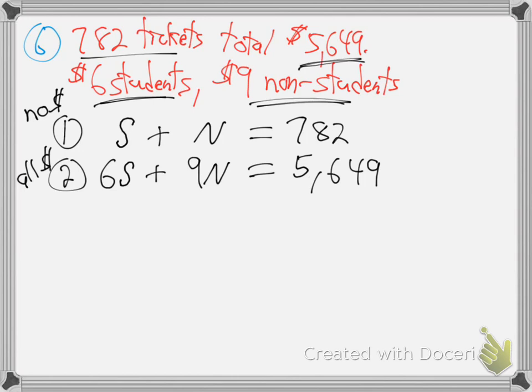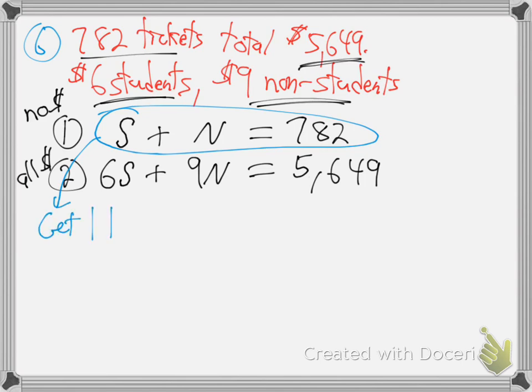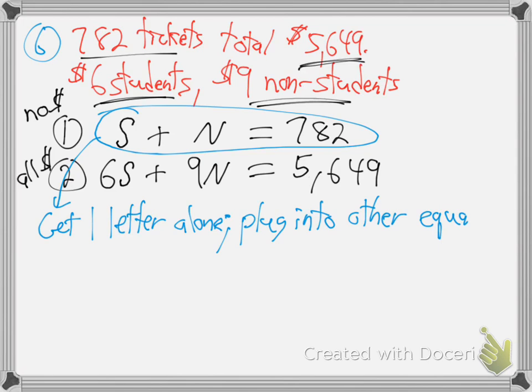So let me write a note for you. Take the easier equation. Which one's easier? The top one for sure, because it has less involved. So take that easier one, bring it down here, get one letter alone, it doesn't really matter which one, and plug into the other equation. So take the easy equation, S plus N equals 782. Get one of the letters alone and then plug that into the other equation.